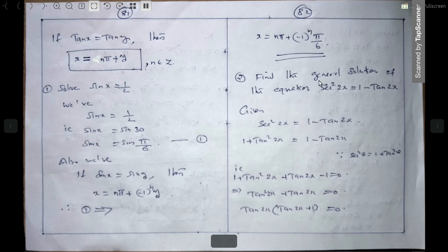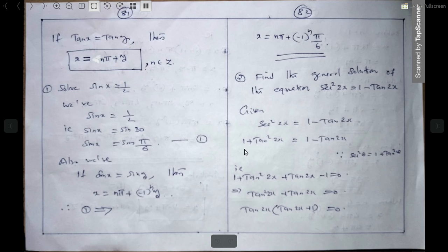Now, the general solution of the equation sec square 2x is equal to 1 minus tan 2x. We have given sec square 2x is equal to 1 minus tan 2x. We have the formula sec square theta is equal to 1 plus tan square theta. So sec square 2x is equal to 1 plus tan square 2x. So this can be converted as this one, and hence this step. So the LHS is converted by this formula, sec square theta is equal to 1 plus tan square theta.